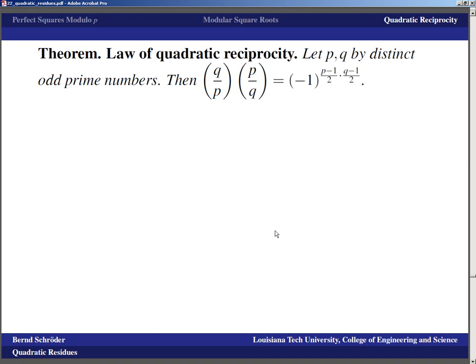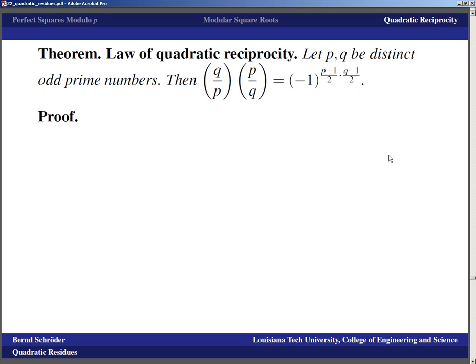Okay, so now we look at the law of quadratic reciprocity. We take P and Q, distinct odd prime numbers. That should say B here. Well, let's make sure it does. All right, now it says B. More importantly, when we've got these two distinct odd prime numbers P and Q, then the Legendre symbol of Q over P times the Legendre symbol of P over Q is actually negative 1 to the P minus 1 over 2 times Q minus 1 over 2.